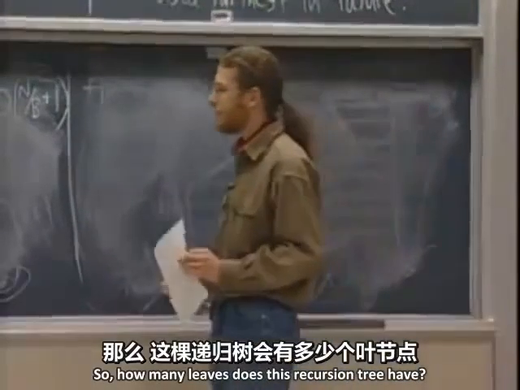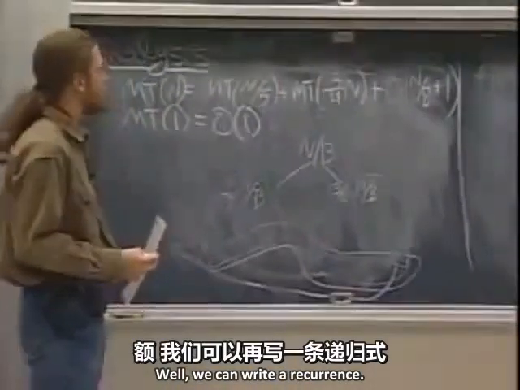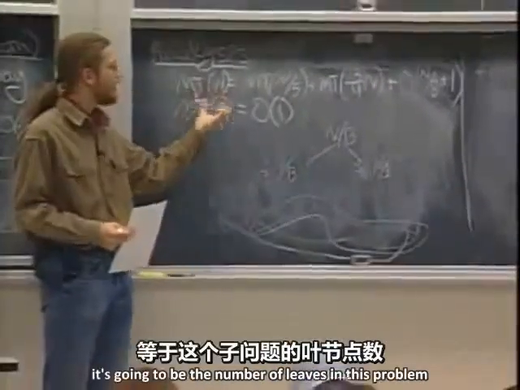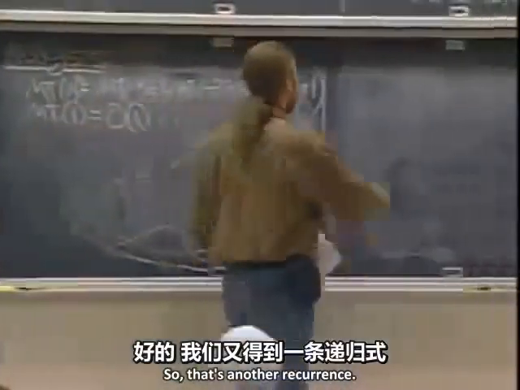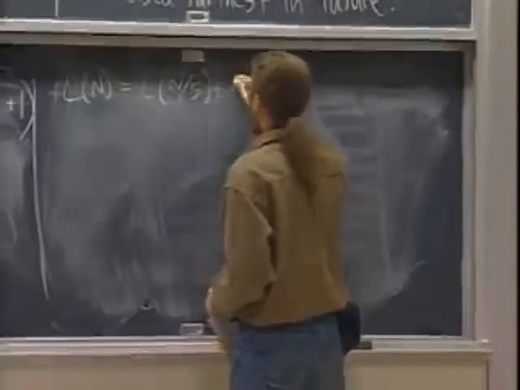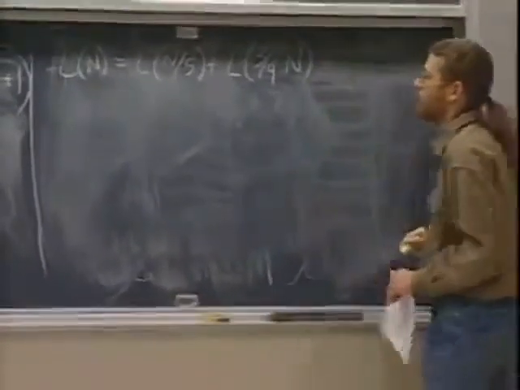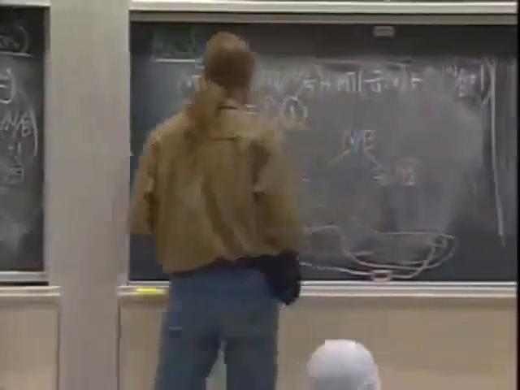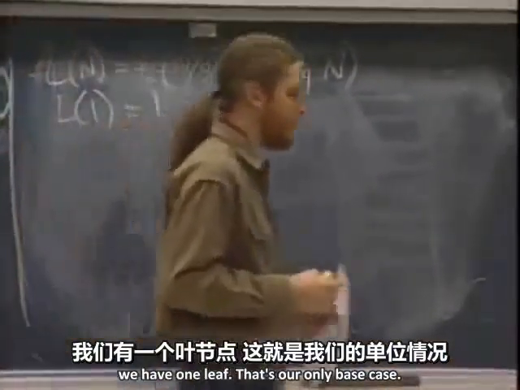So how many leaves does this recursion tree have? Well, we can write a recurrence. The number of leaves in a problem of size n is going to be the number of leaves in this problem plus the number of leaves in this problem, plus 0. So that's another recurrence. Call this L of n. Now the base case is really relevant. It determines the solution to this recurrence. And let's again assume that in a problem of size 1, we have 1 leaf. That's our only base case.